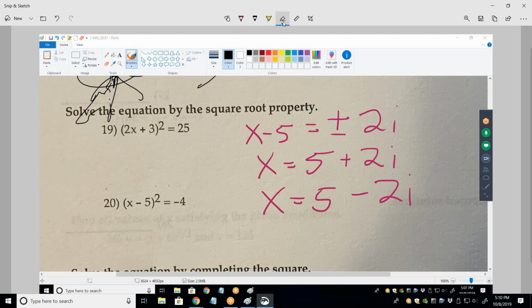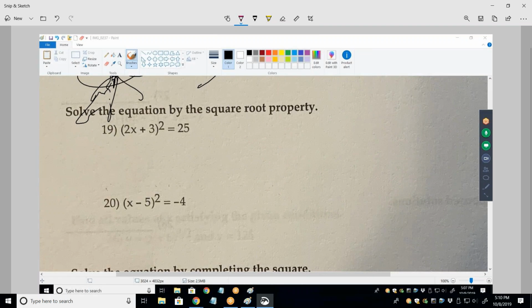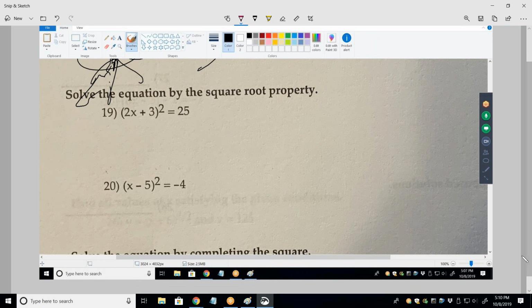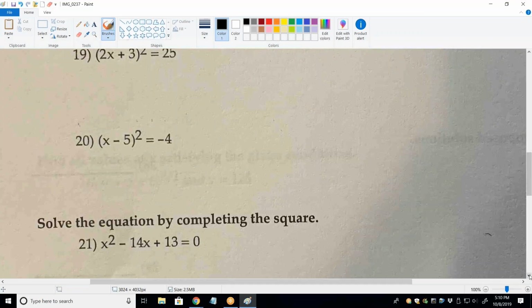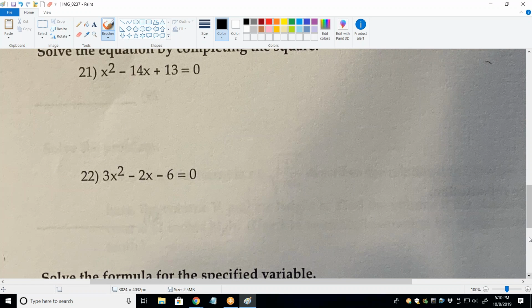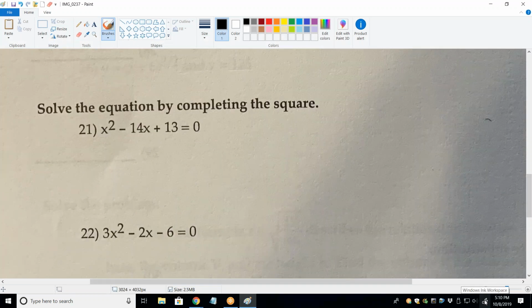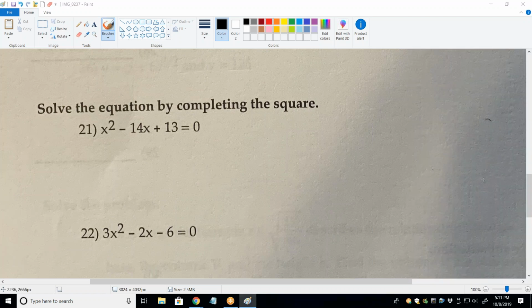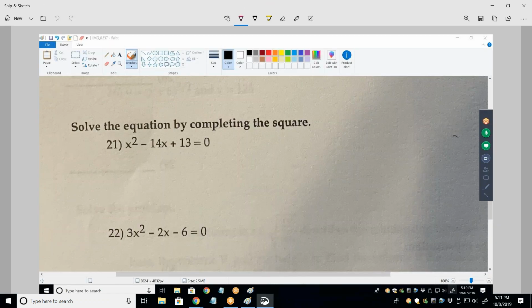Let's scroll down more. It does seem to have helped my ability to write. Now, hold on. Gotta do this first before I can scroll. Okay, solve the equation by completing the square. It's 10 after 5. You tell me when you need to go. You said 15 after? Yeah, that'll be fine.